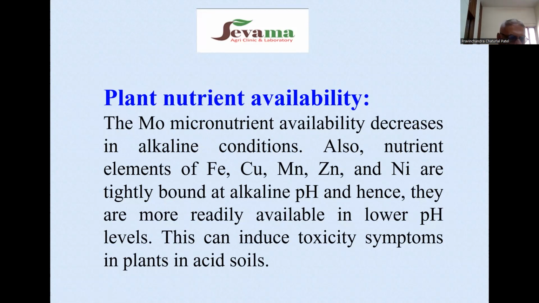When the alkalinity increases greater than 8 or 9, then it will decrease. Also, the nutrient elements iron, copper, manganese, zinc, and nickel are tightly bound at alkaline pH, and hence they are more readily available at lower pH levels. So micronutrients are less available in alkaline soil pH. This can induce toxicity symptoms in plants in acidic soil. I told that in acidic soil, toxicity of iron, copper, and manganese is observed.